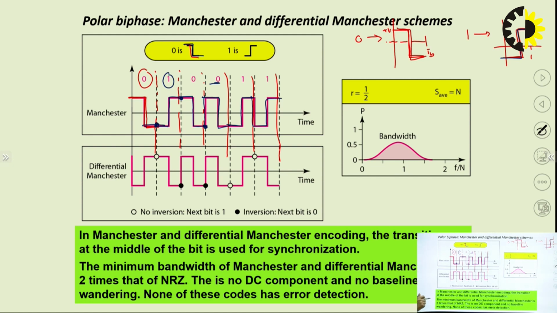Now what is differential Manchester coding? In Manchester and differential Manchester encoding, the transition at the middle of the bit is used for synchronization. Now what is the purpose of having high to low, low to high? That will help us for the synchronization process.